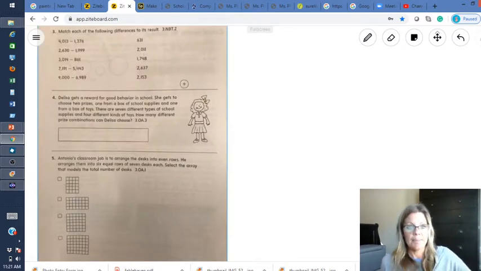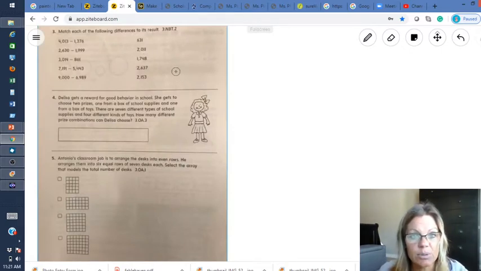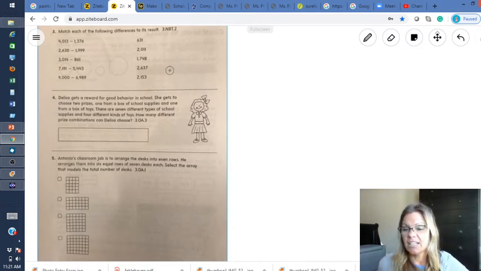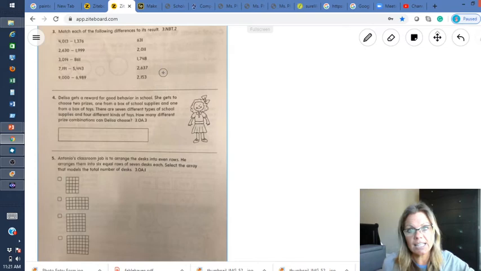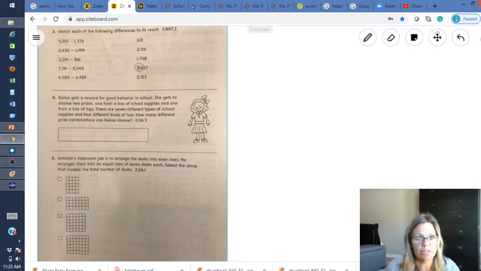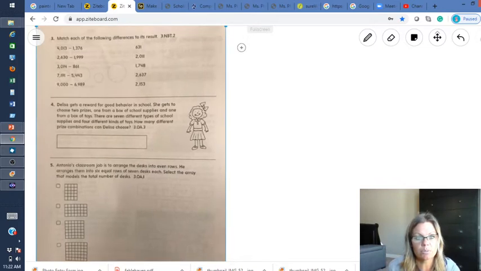Oh, goodness. Match each of the following differences to its results. I heard on our Zoom one time someone saying, Siri, what's 4013 minus 1376? No way, Jose. You need to practice this. No calculators, no Googles, no Siris. Let's see if we can do it, okay? All right, so we're going to have to match the difference to the result. Let's try the first one. That's kind of funny.